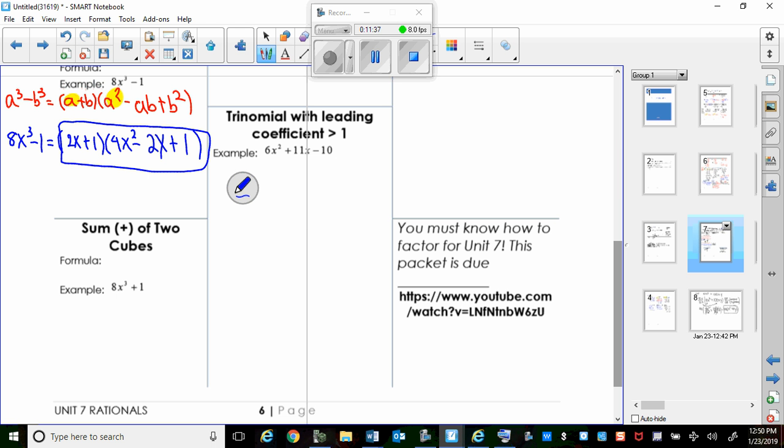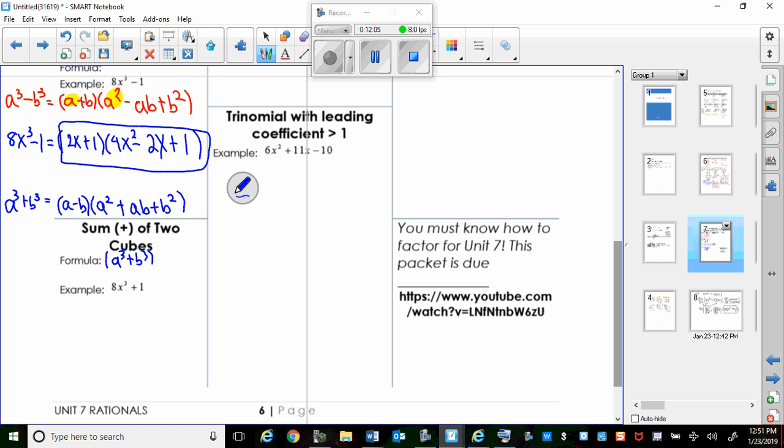Next problem, sum of two cubes. I have a cubed plus b cubed. And the formula for that, you have a cubed plus b cubed equals a minus b times a squared plus ab plus b squared.